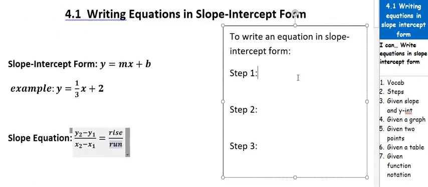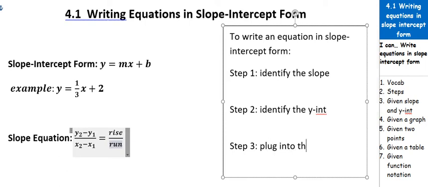Here are our steps. So step 1, identify the slope. Depending on the question, we might do this in different ways. We need to identify the slope. Step 2 is we need to identify the y-intercept. Step 3 is plug them into the equation. Boom, boom, boom.